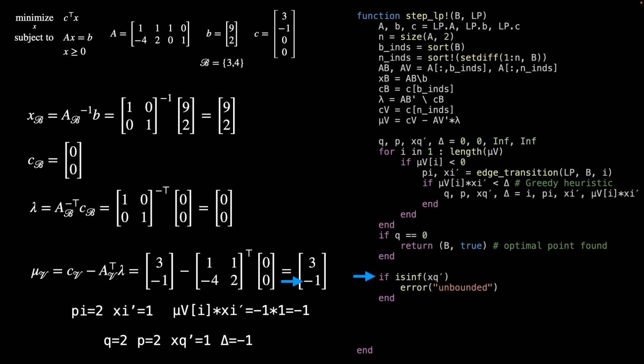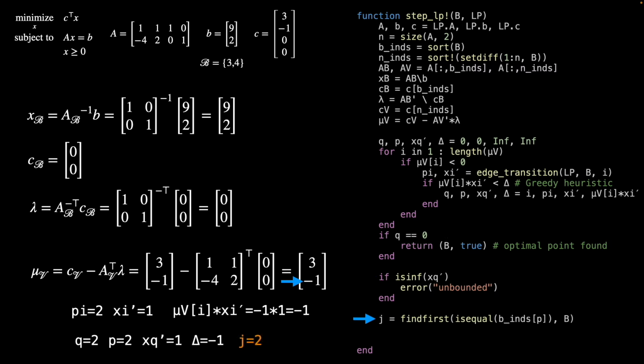That's not the case for us, so we're going to continue on to the next check here, which is saying, is XQ prime infinity? For us, this is also not the case, but what would this mean? Well, this would mean that we made it through, so Q is not 0, meaning that some swap did occur here, but XQ prime was still infinity after this, okay? So meaning that in our edge transition or somewhere else, XQ prime has continued to increase to infinity. And that is telling us that this problem is unbounded, there's an issue here, okay? And so we would return an error. That's not the case for us, so we're gonna move on to this line here.